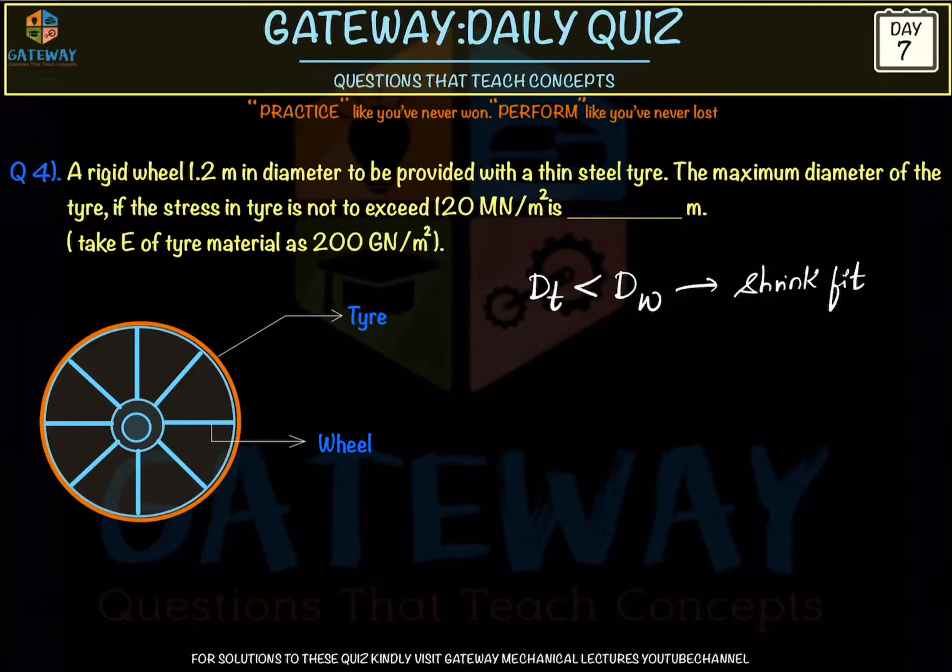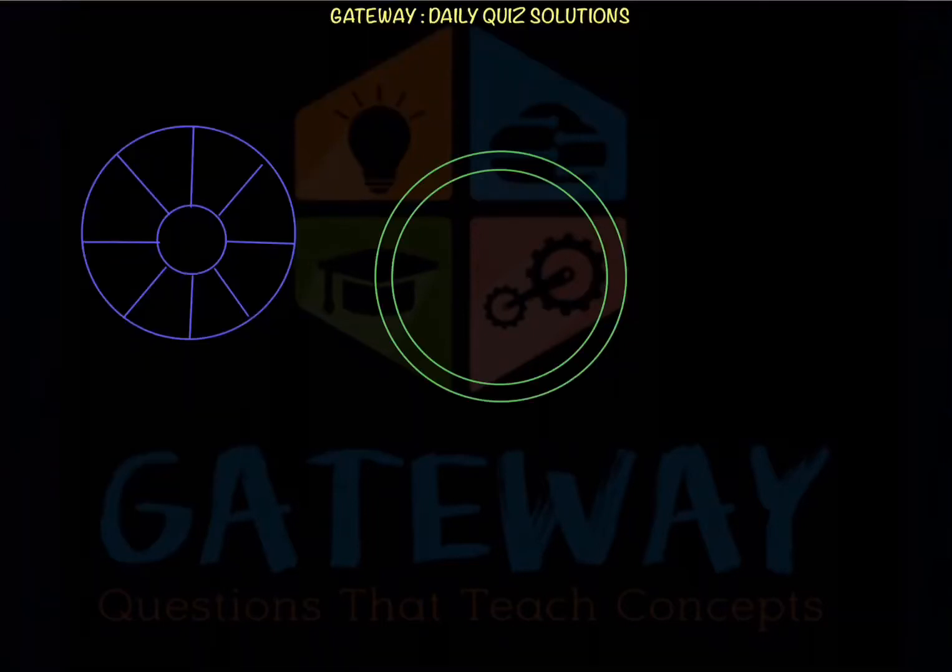So what we can see here is that the tire was heated before fitting, placed on the wheel, and we let it cool. Once it cools, it contracts and tightly fits over the wheel. When it tightly fits over the wheel, at each and every point on the tire there will be a reaction developed by the wheel due to the shrink fit. These reaction forces act throughout the circumference.